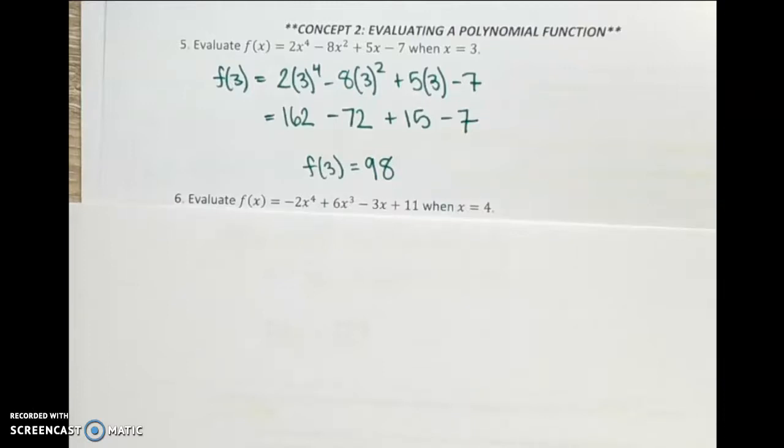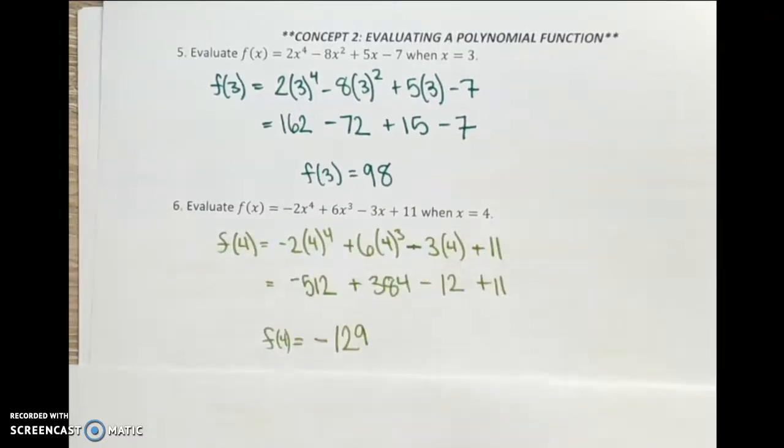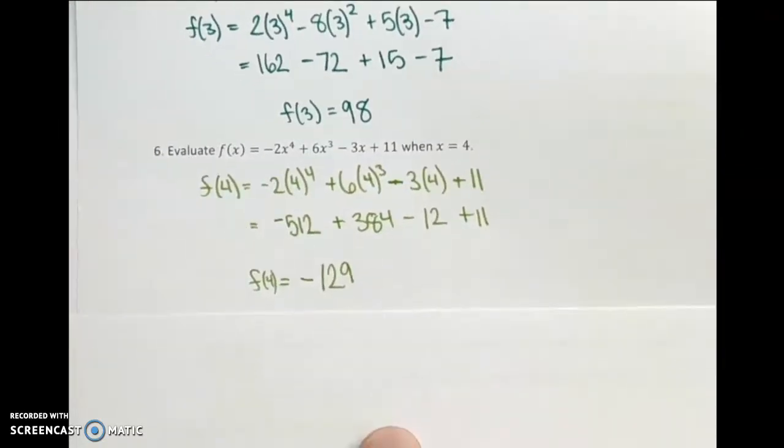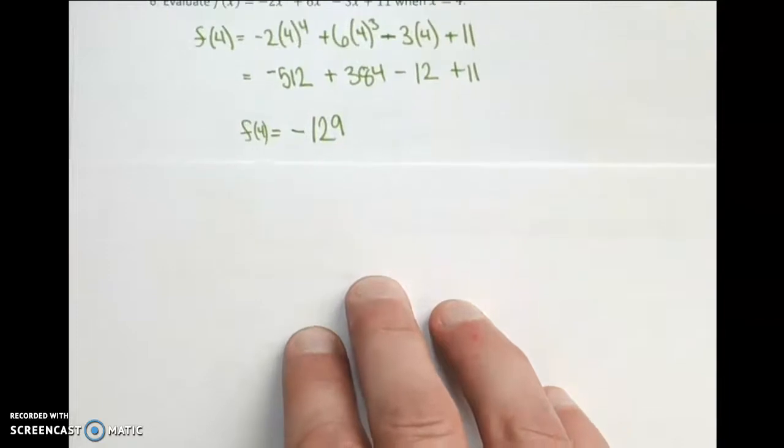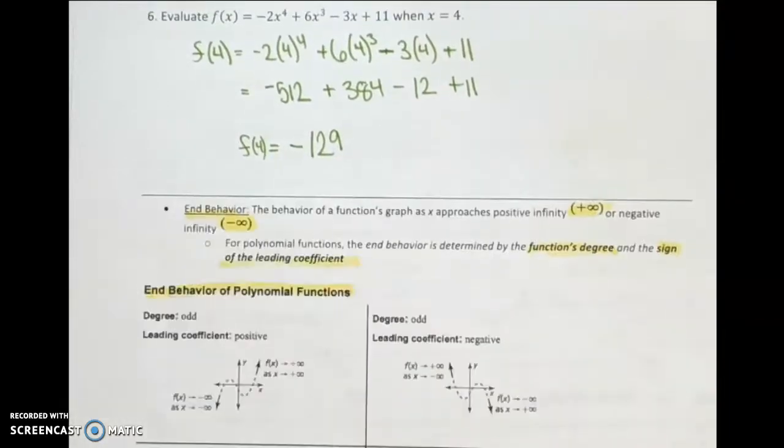Evaluate f of x equals negative 2x to the 4th power plus 6x cubed minus 3x plus 11 when x equals 4. Pause, give that a try. I am going to go ahead and show the answers now. Okay, your answer, f of 4 is negative 129. Scoot that up here a little bit. Take an extra time to take a look if you like. I'm going to keep on rolling.